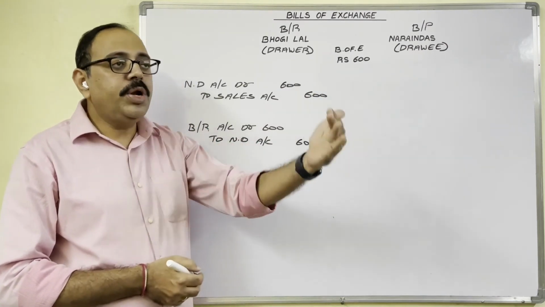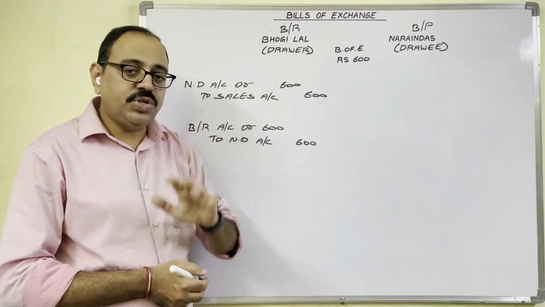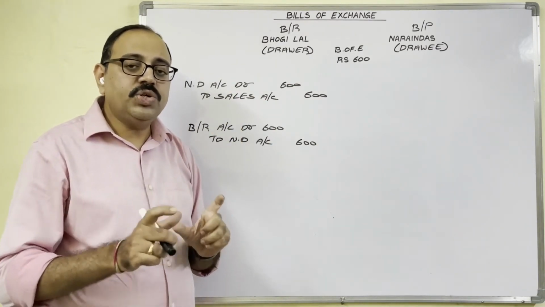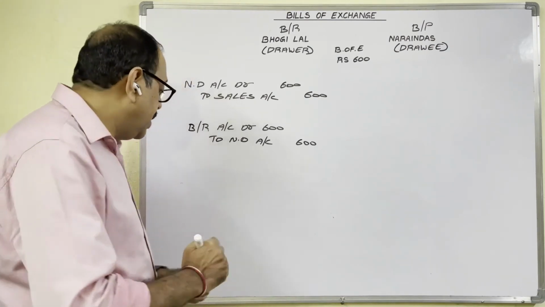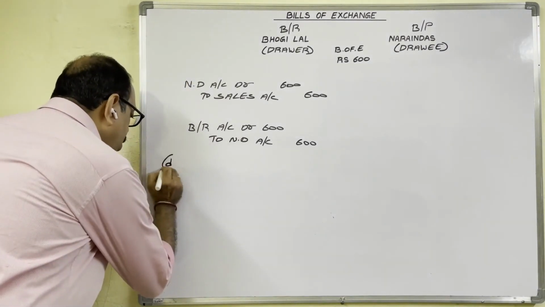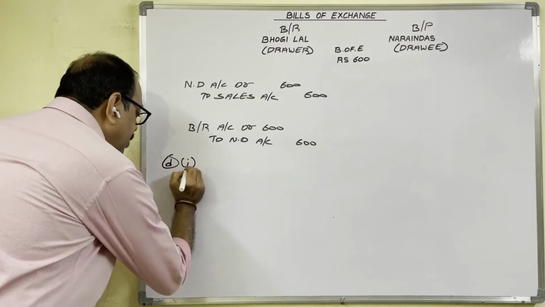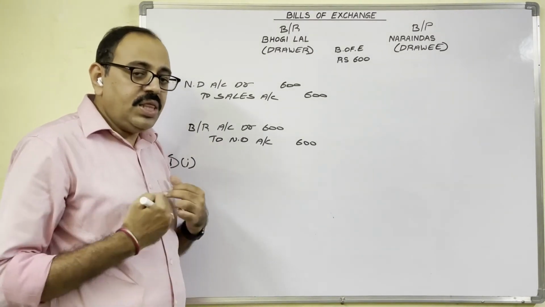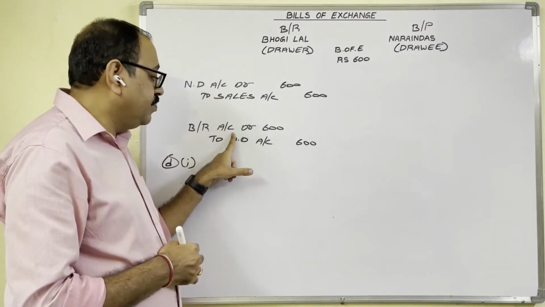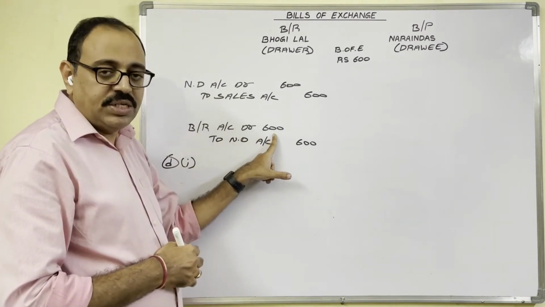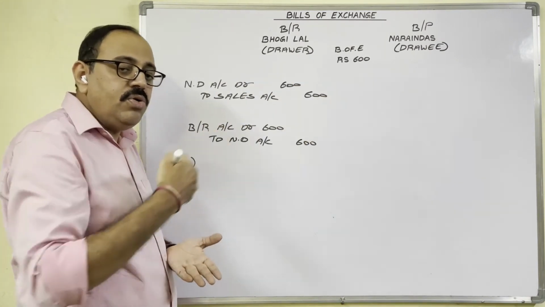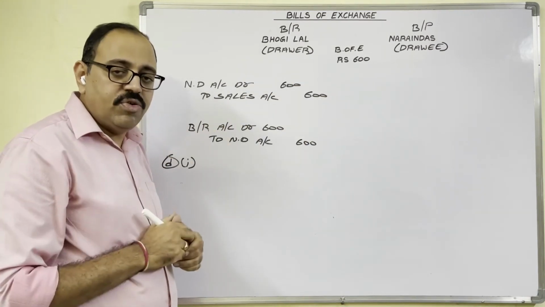So for sending the bill to bank for collection, first we should write one entry. On the due date, for honor of the bill, we should write a second entry. In debit, we have 2 entries. First entry is for sending the bill to bank for collection. With us, there is one bill, 600 worth of bills of exchange. Now we are sending this bill to bank for collection. So with us now there are no bills receivable.